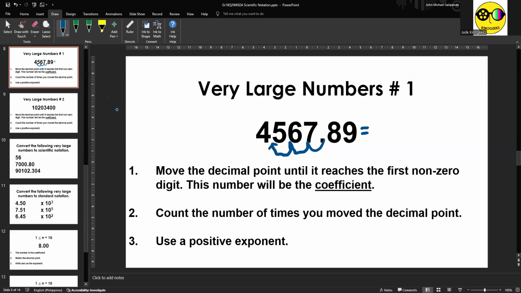So in scientific notation, this is 4.56789 times 10. We move the decimal point 3 places to the left, so the exponent is 3. And because this time we're dealing with very large numbers, we will be using a positive exponent. So we have our answer already: 4.56789 times 10 to the power of 3.